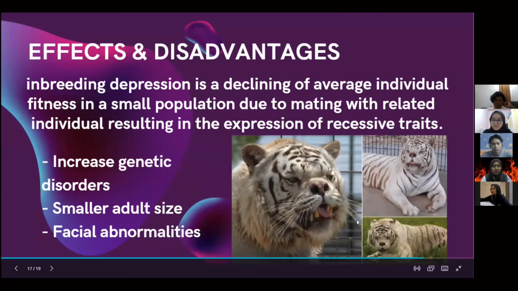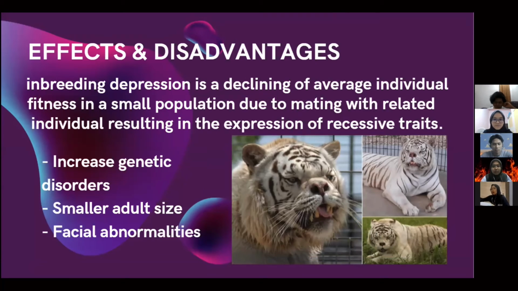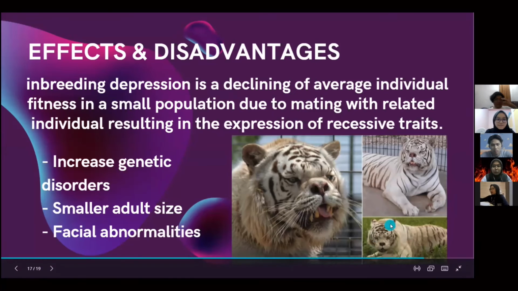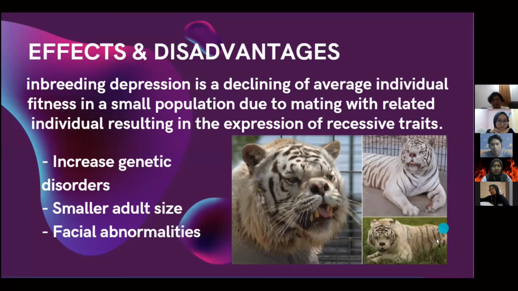Okay, so for effects and disadvantages, inbreeding depression is a decline of average individual fitness in a small population due to mating with related individuals, resulting in the expression of recessive traits. So there are many disadvantages of inbreeding. For example, increasing genetic disorders, smaller adult size, facial abnormalities. If you can see in the picture, this is one of the results of inbreeding.